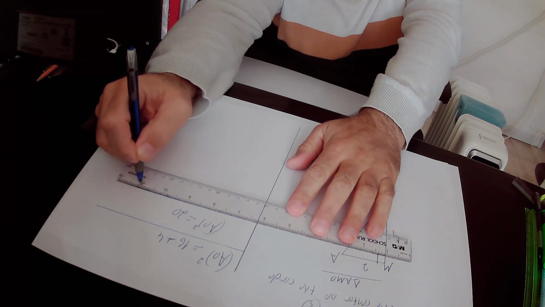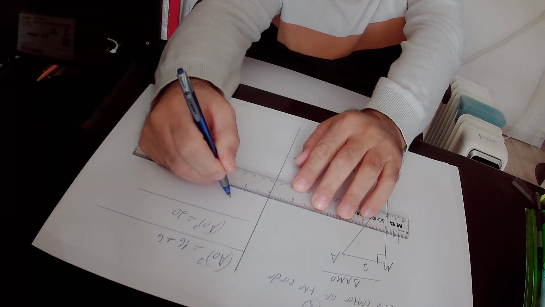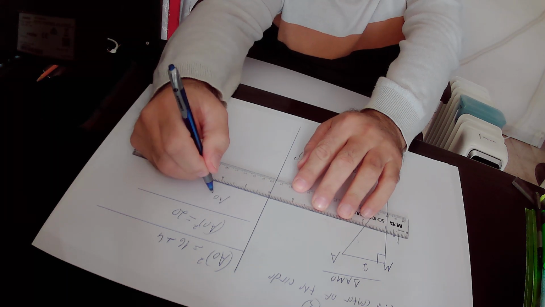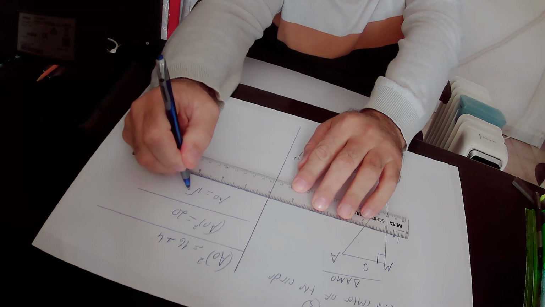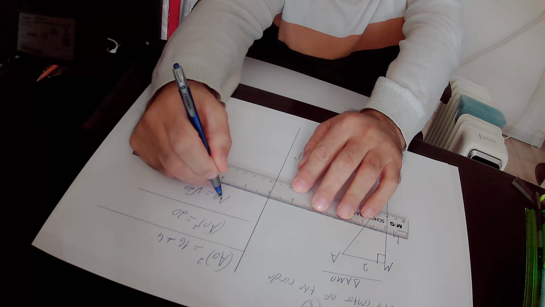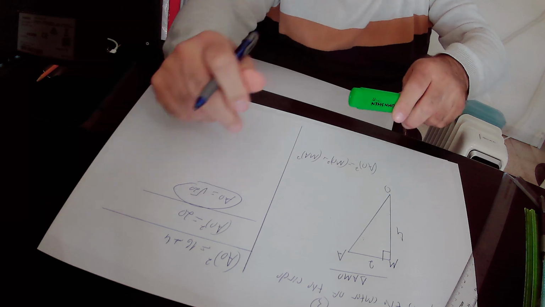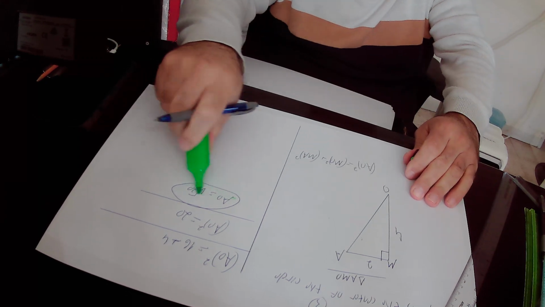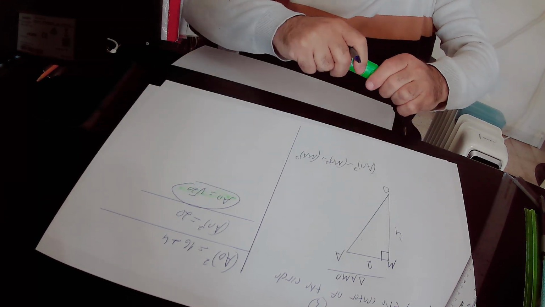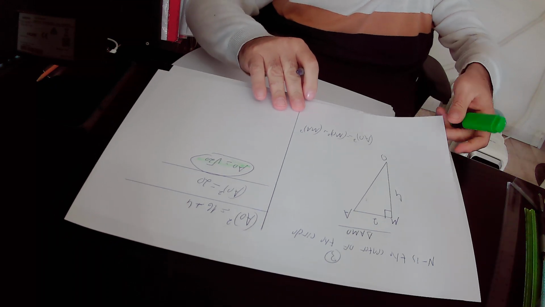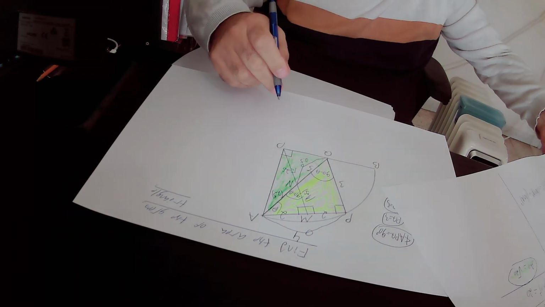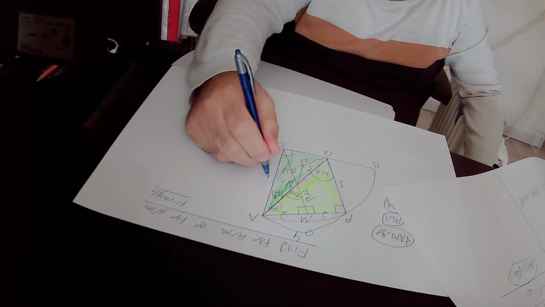The next step, we take the square root of this equation and we get that AO equals the square root of 20.